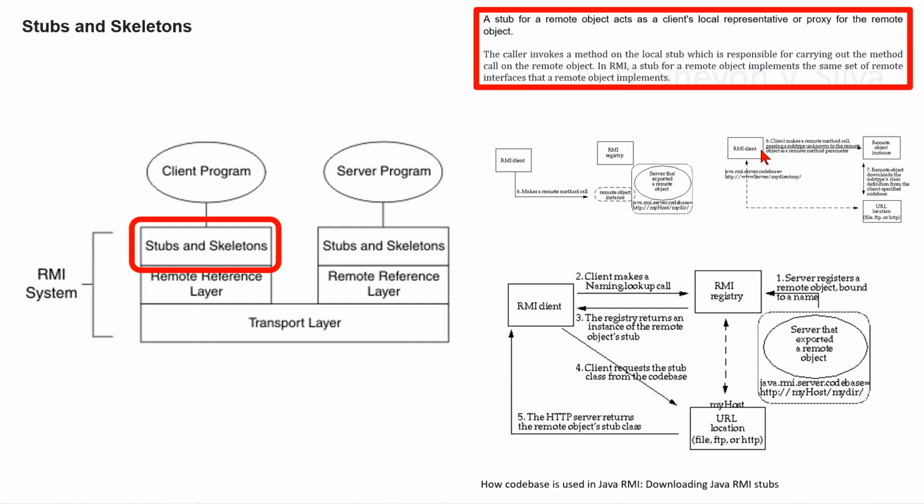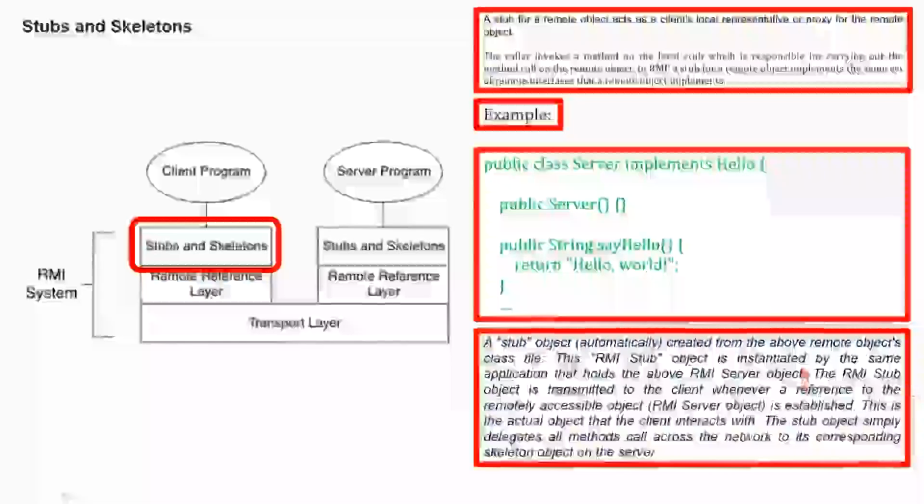Here is step 6, where the RMI client is connected to the remote object instance. The client makes a remote method call passing a subtype unknown to the remote object as a remote method parameter. And here the RMI client interacts with the URL location, via the codebase property. Then the remote object instance interacts with the URL location, and the remote object downloads the subtype's class definition from the client-specified codebase.